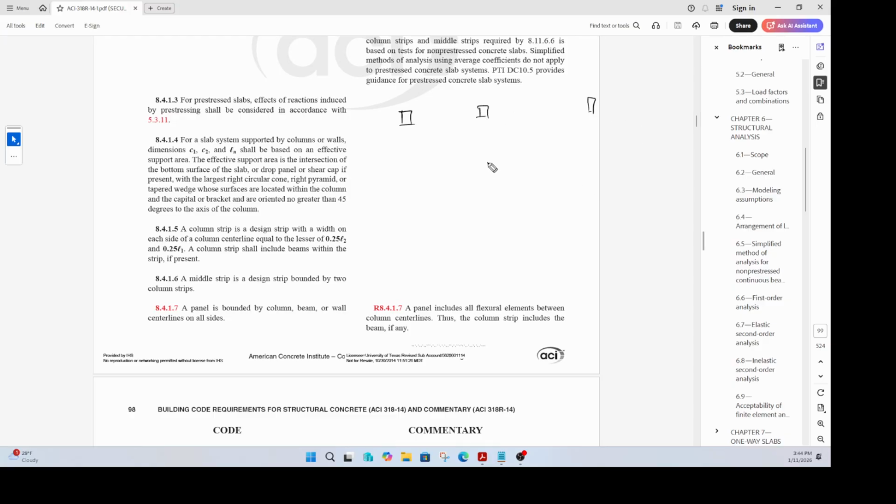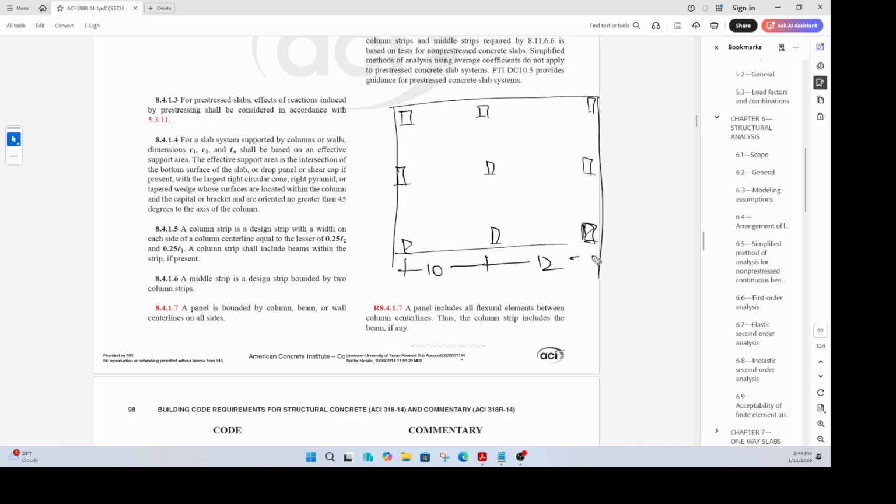But then there might be a tricky question wherein you are given a layout like this. So this is, let's say, this one, this one, and this one, and you have another column, and then you have your slab like that. Let's say this is 10 feet, this is 12 feet, and this is 14 feet, just for example.